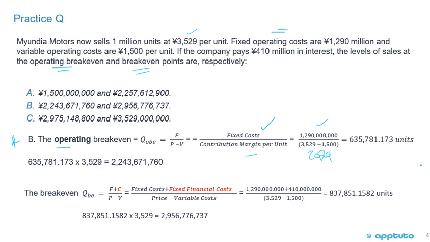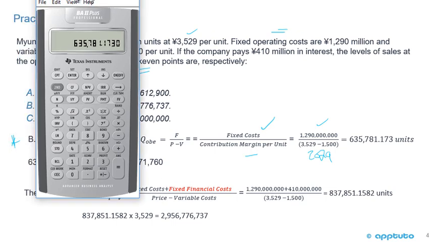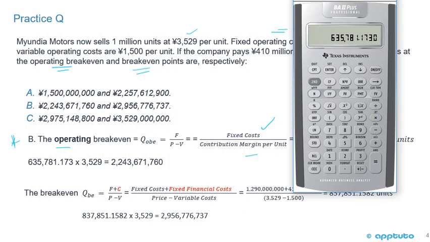Again, if I bring up the calculator, we can run this calculation fairly quickly because they're giving us the fixed operating costs. You just have to be careful with the zeros. 1,290, and that's in millions, so I just have to count 6 zeros: 1, 2, 3, 4, 5, 6. Then we divide by our 2,029, and remember this is always in units. It's 635,781.173 units.